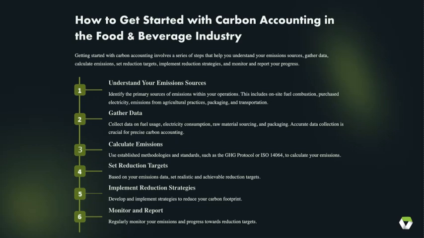The next step is to set reduction targets. Based on your emissions data, set realistic and achievable reduction targets. This might involve switching to renewable energy sources, optimizing energy use, or selecting sustainable packaging and sourcing practices.